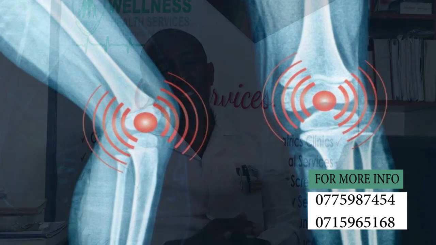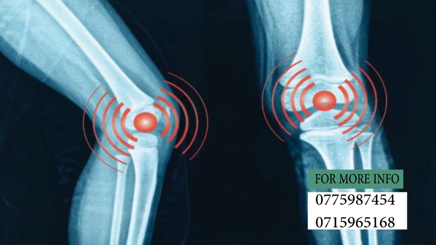To rule out the possibility of other forms of arthritis, you can also do a rheumatoid factor to rule out rheumatoid arthritis, and you can also do an anti-CCP test to rule out rheumatoid arthritis.